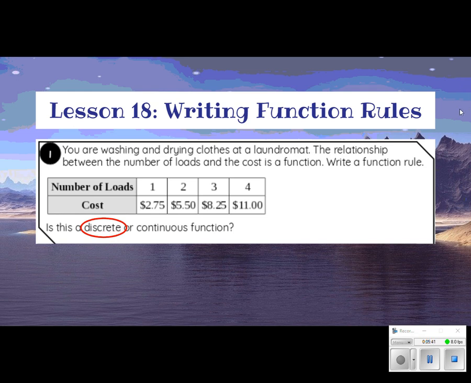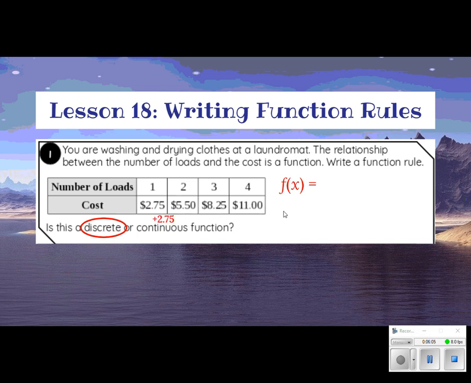When you write this, you're going to write f of x equals, no y equals, don't be creative, f of x. So f of x equals, and what we need to do is figure out the change. As x, the number of loads, is changing, what's changing in my cost? How is y changing? That's where you're going to start. You're going to look at how the cost is changing.